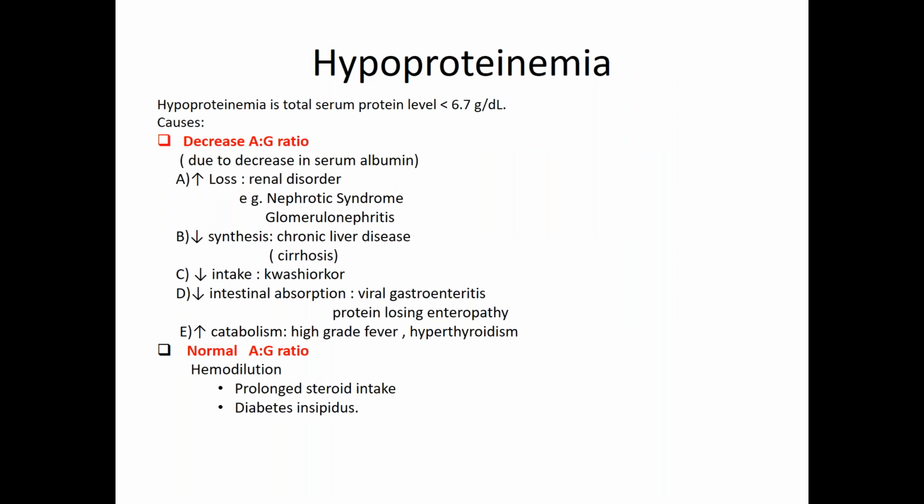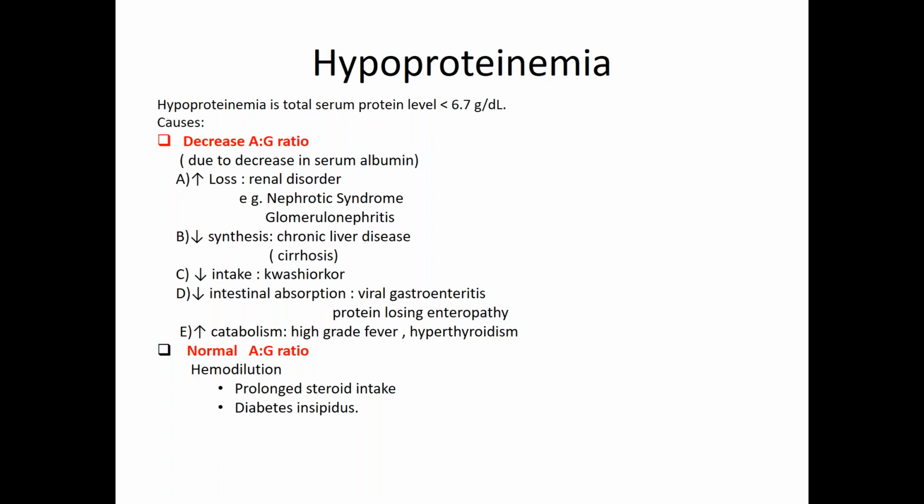This term hypoproteinemia means there is a decrease in the protein level in the blood. When the serum protein level is less than 6.7 gram per deciliter, it is termed hypoproteinemia. Causes can be with a decrease in the AZ ratio, and hypoproteinemia with the normal albumin and globulin ratio. Hypoproteinemia with a decrease in the albumin globulin ratio is mainly due to a decrease in the serum albumin.